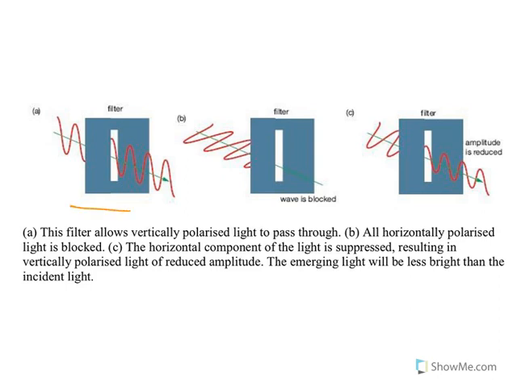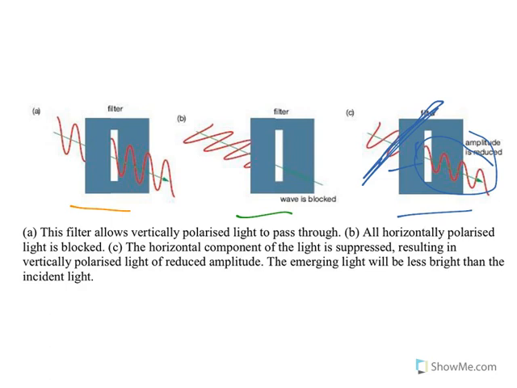Alright, so if it's part A down here, it's up and down in line with that hole, it gets through. This second one here, because it's going side to side, it can't get through that gap. And then this third one, this is interesting because if it's at an angle, it's got a horizontal and a vertical component, and then that vertical component can get through. So it's going to be less intensity than it came in, but some of it's going to come through. Alright, so that's what polarisation is.